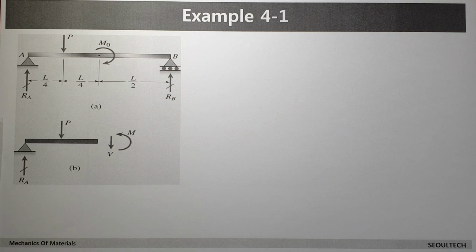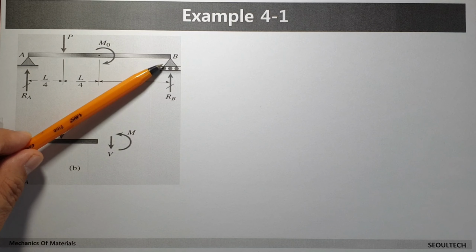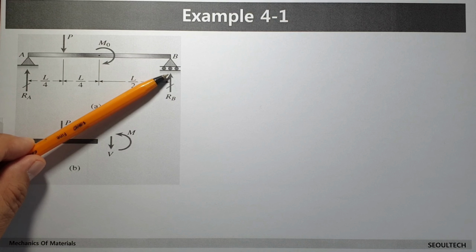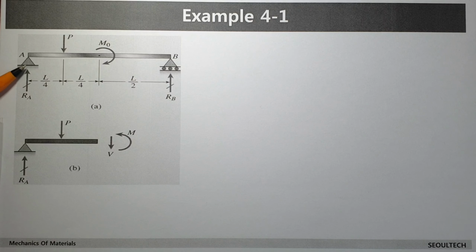In this example, I would like to explain shear force and bending moment in the beam. When you see this figure, on the left side at A, a pin is attached. On the right side, a roller is attached. And on the left side, maybe there is some freedom in movement.